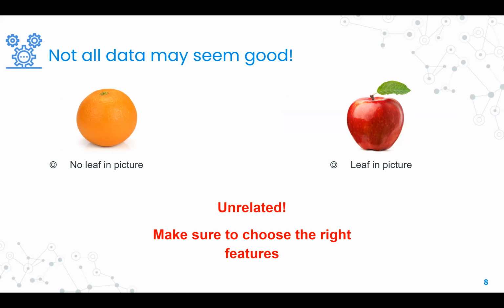So for example, in this case, we could easily just say that an orange has no leaf on the stem in the picture, whereas the apple in the picture does have a leaf. And this seems like a great feature that we could use to distinguish between the two. But in actuality, that leaf doesn't matter. It just depends on the picture that was taken, the picture I put in the slide. So make sure you're always choosing the right features. And in the notebook, I'll show some ways to pick and choose the features you want.